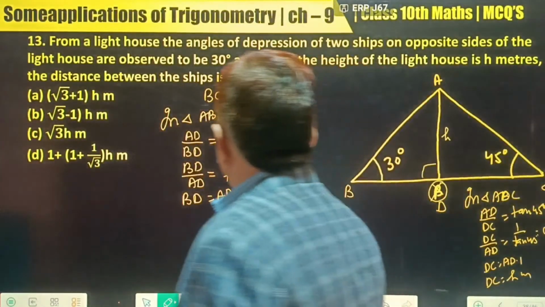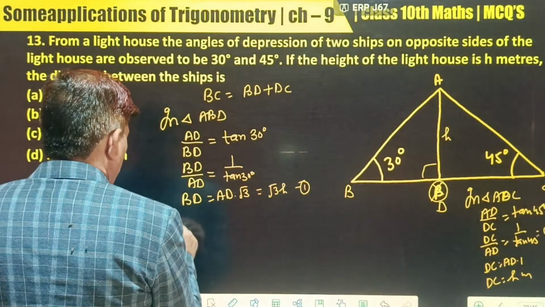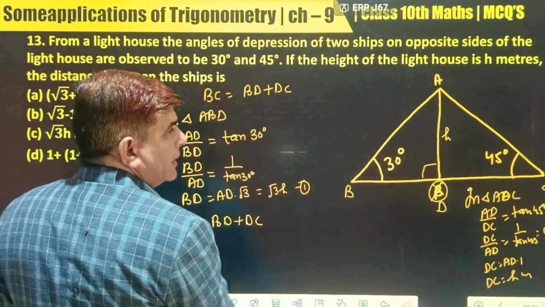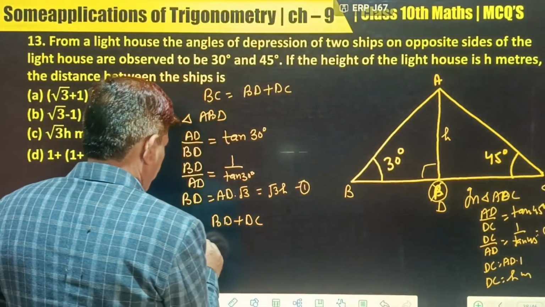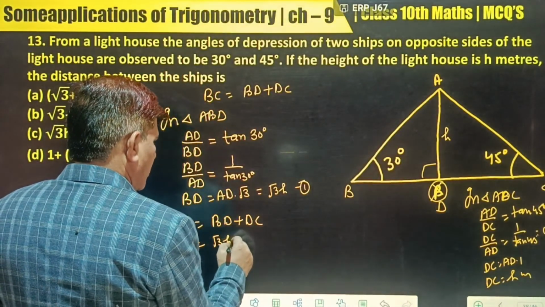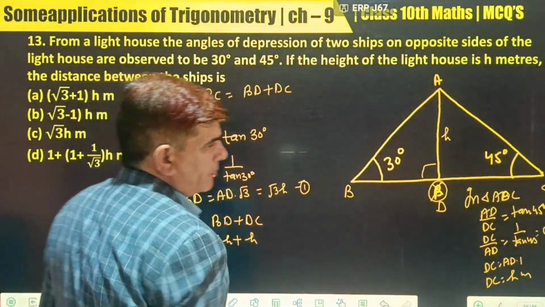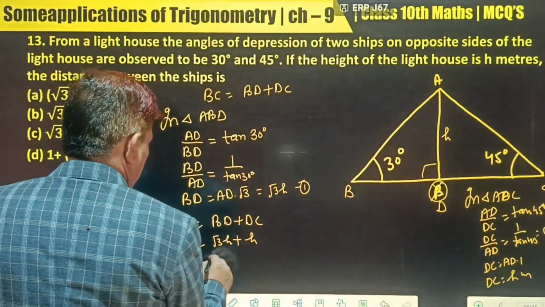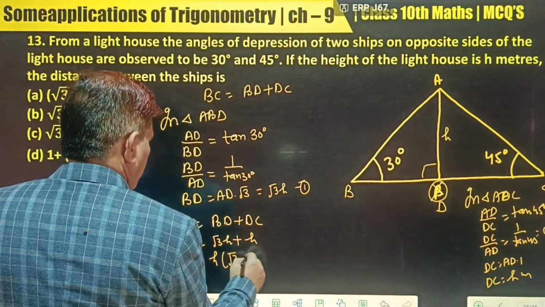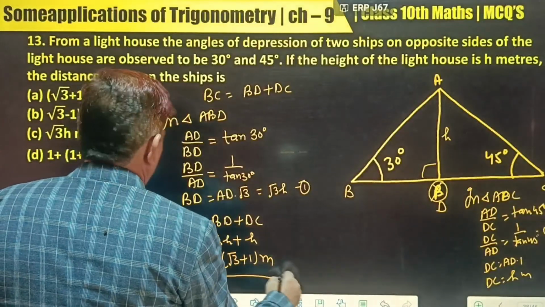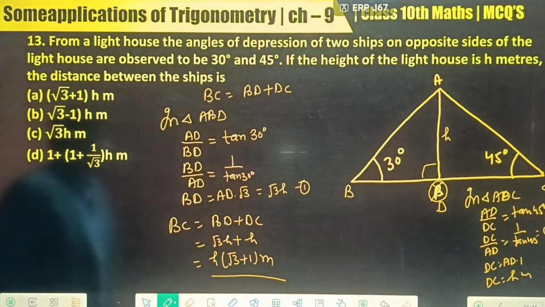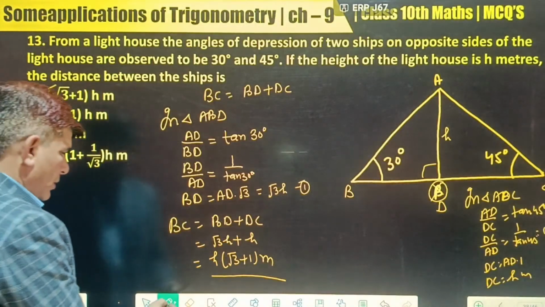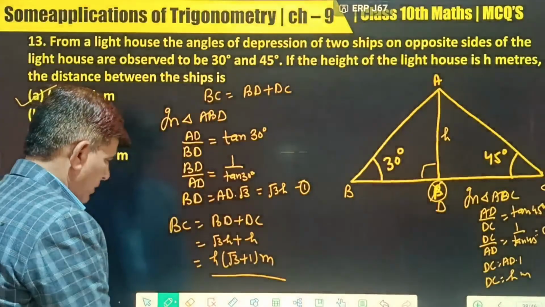So what's your BC? It is equal to BD plus DC. What's your BD? Root 3 H plus H, where DC is H meter. What's common? H is common. So how much? H times root 3 plus 1 meter. So this is your answer. Got it or not? Yes.